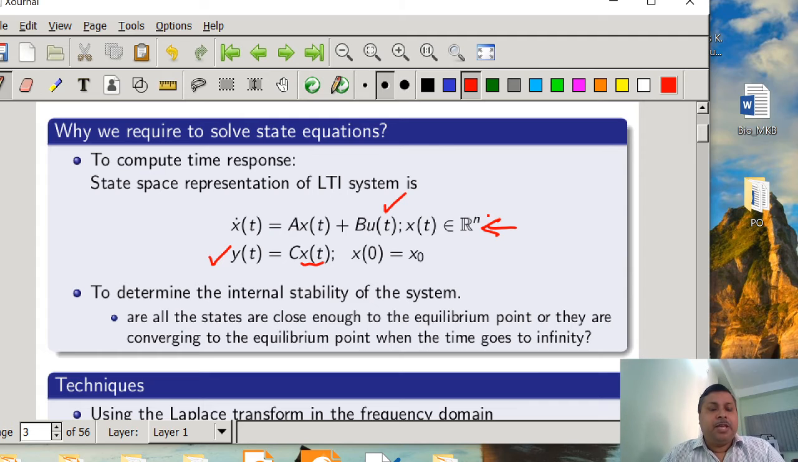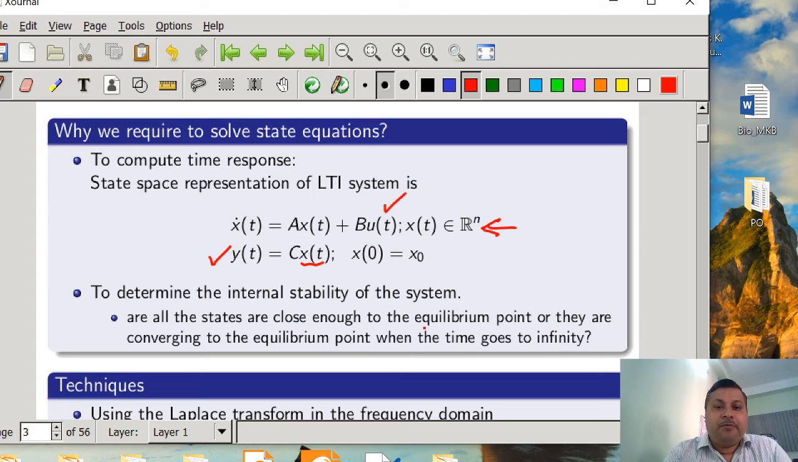So if we want to examine the internal stability of the system, we have to see whether all the states stay close enough to the equilibrium point, or converge to the equilibrium point as time goes to infinity. We have to guarantee that if a system is internally stable, then all the states of the system converge towards the equilibrium point.